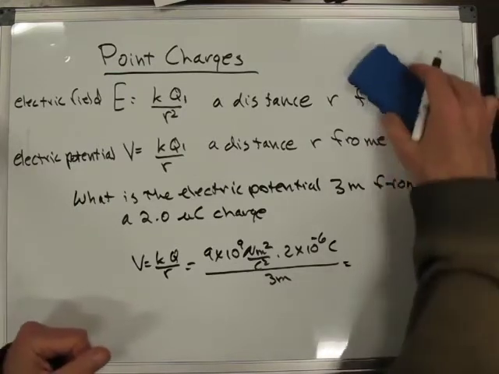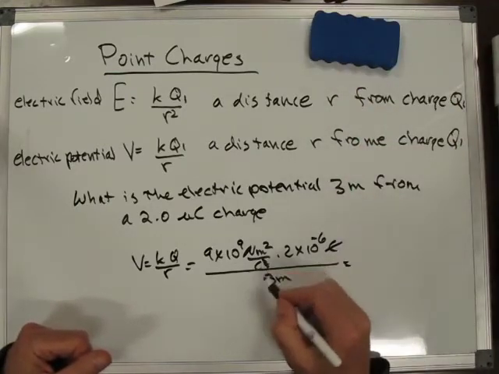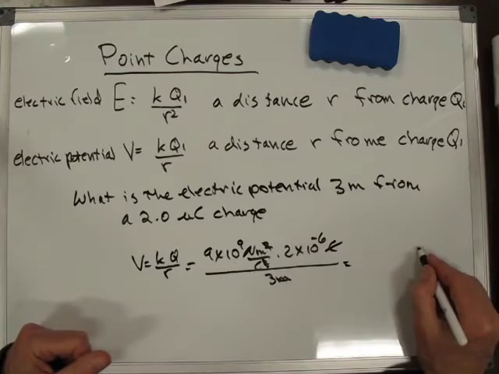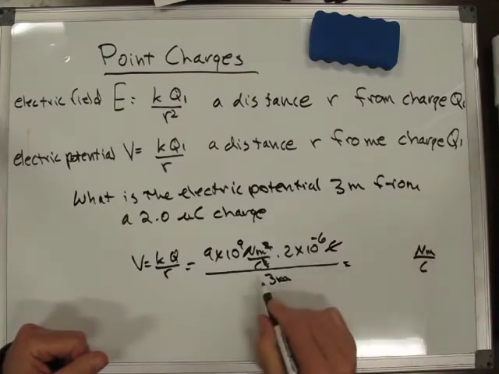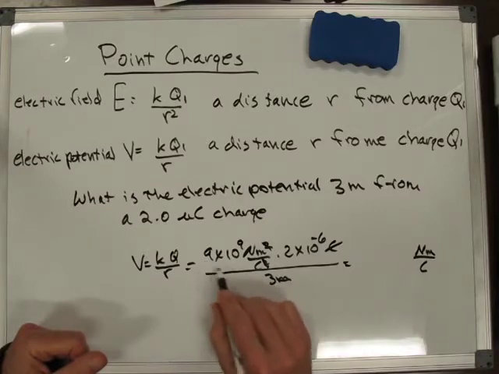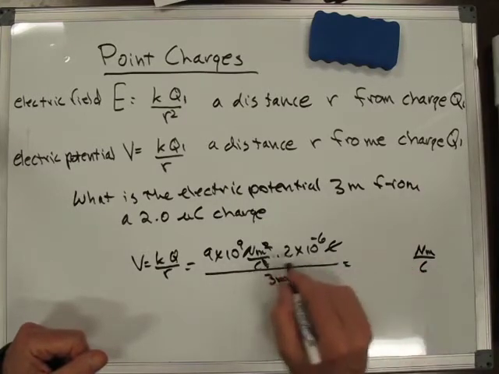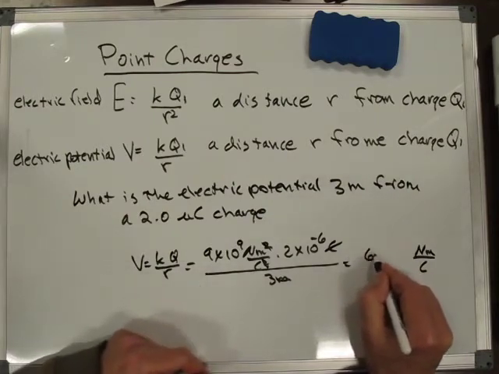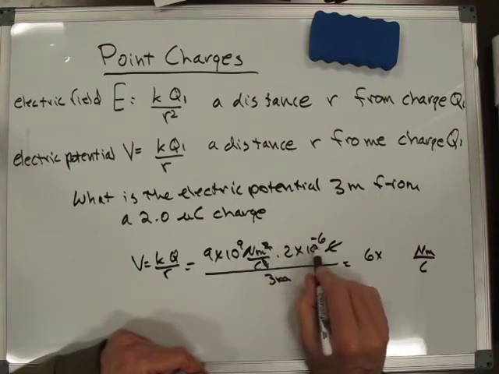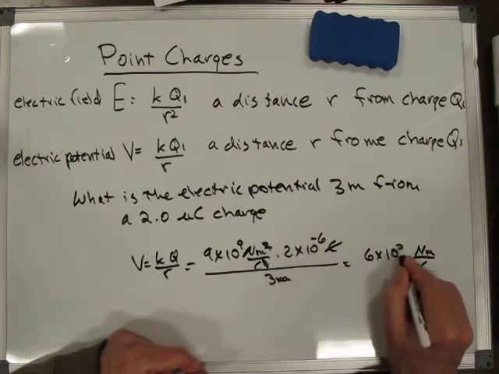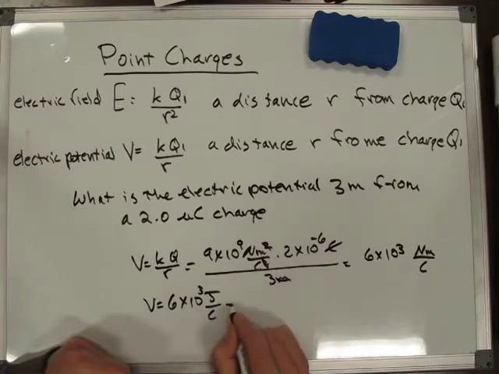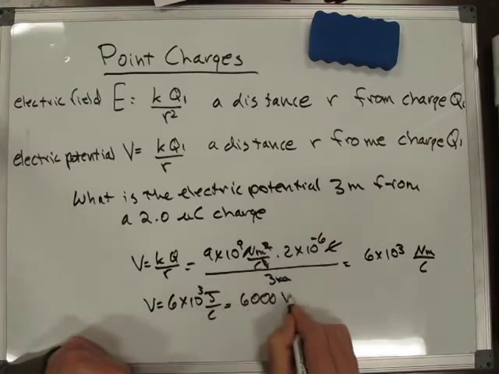So if I just take care of my units, one of these coulombs cancels, and this meter and one of these meters cancel. And so my units over here are newton meters per coulomb. And 9 divided by 3 is 3. 3 times 2 is 6. So the non-exponential numbers give us 6. And 10 to the 9th times 10 to the minus 6 is 10 to the 3rd. Or V is equal to 6 times 10 to the 3rd joules per coulomb, which is 6,000 volts.